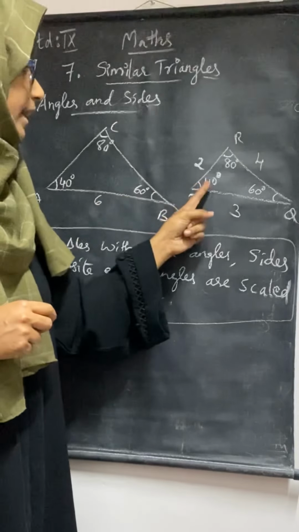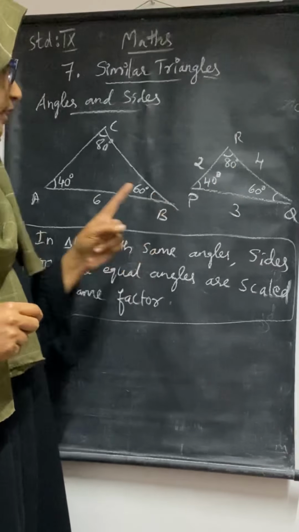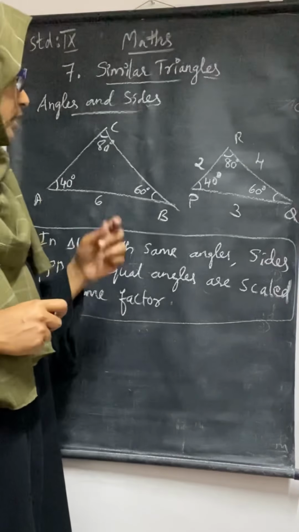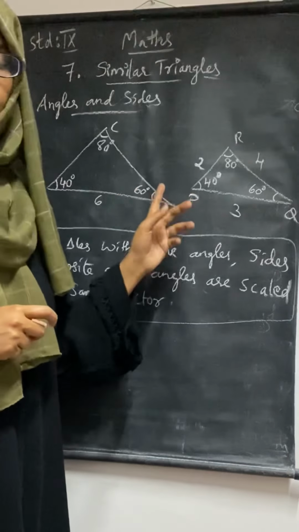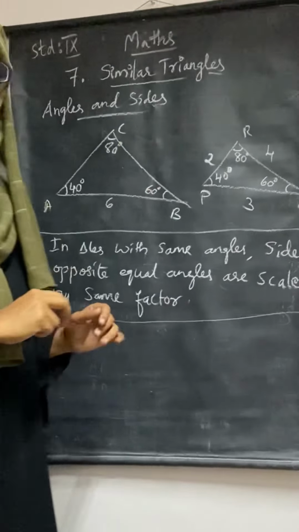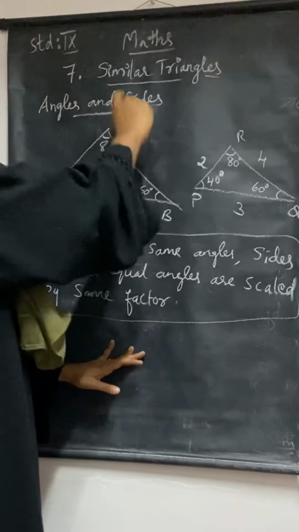But you can see the angles 40 degree, 60 degree, 80 degree. You can see the same, no? 40 degree, 60 degree, 80 degree. So the angles are the same. But by looking at the triangle, you can understand it is not an equal triangle because this is a small triangle and this is a bigger triangle. But we can say it is a similar triangle.